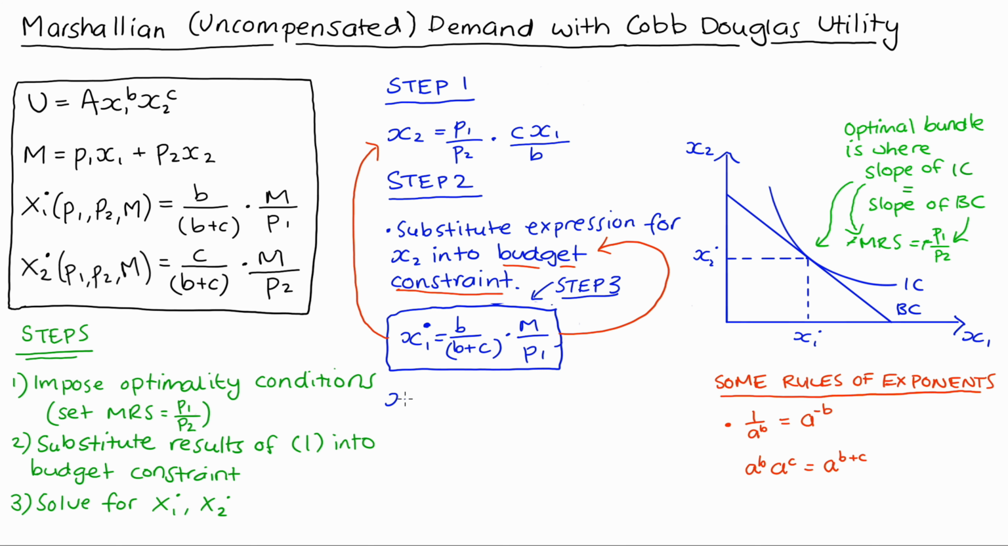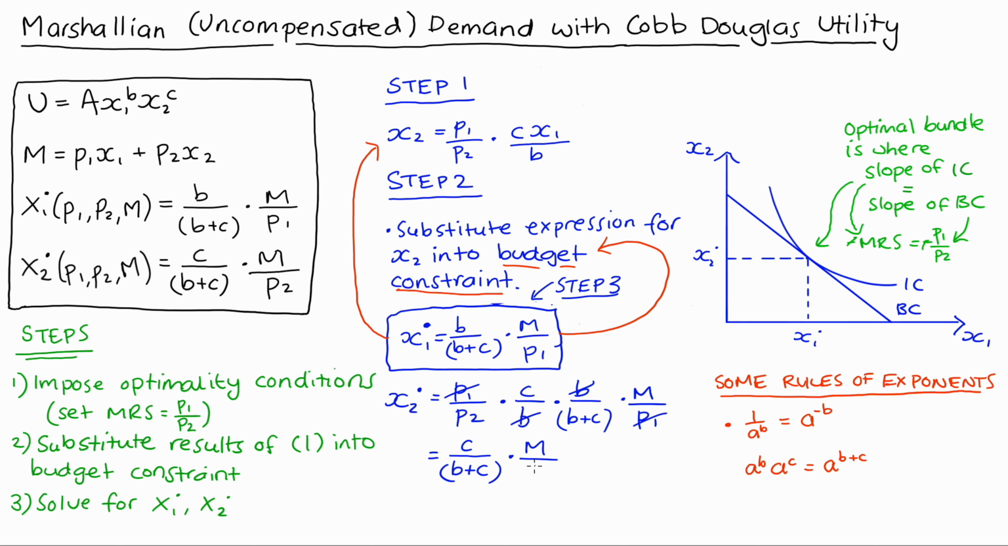So if we do that, that will give us X2 star is equal to P1 over P2 multiplied by, I'll put C over B next, and that's times X1 star, which we found was B over B plus C times M over P1. So you can see from this equation that the P1s and the B's will cancel out and we are left with C over B plus C, I'll put that together at the front, times M over P2.